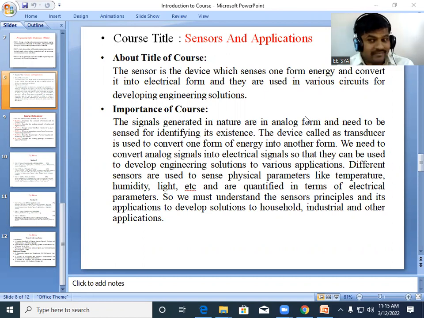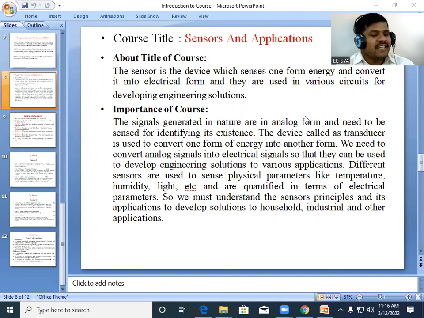Skin is one type of big sensor, right? Suppose any hot material is in front of you. How can you analyze that this material is hot? You can touch the material. That means your skin observes that temperature. So our skin is one type of sensor, right? Our tongue is one type of sensor.